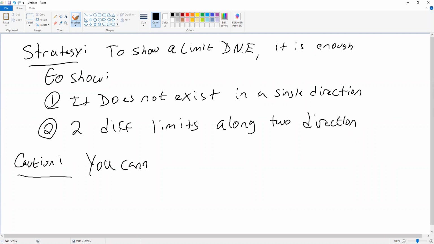You cannot ever determine a limit just by looking at it.